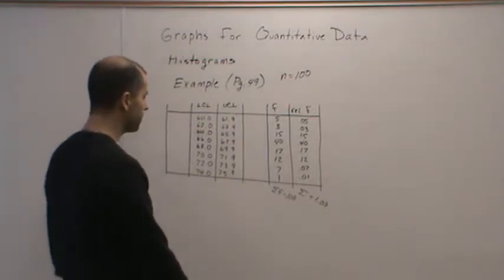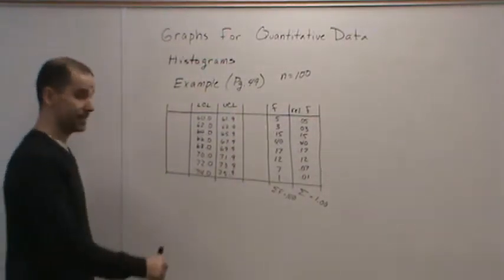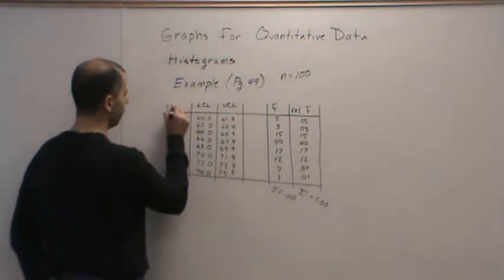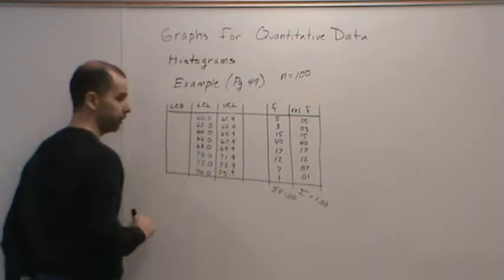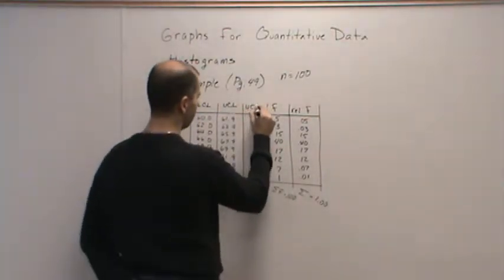Okay, so now this is the way I would construct my table. Why do I have the blank columns? Because that's where I'm going to put the class boundaries. So this is going to be the lower class boundary, which I abbreviate LCB. And this is going to be the upper class boundary.